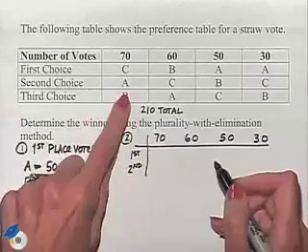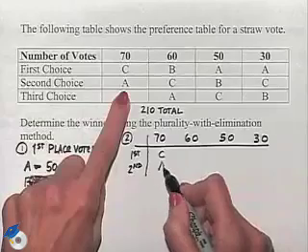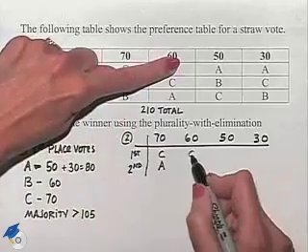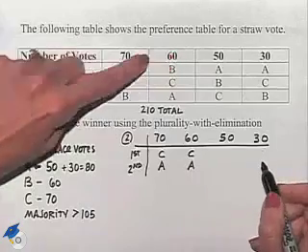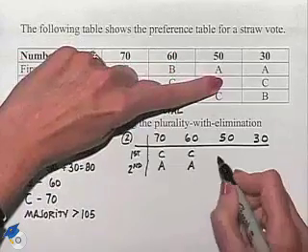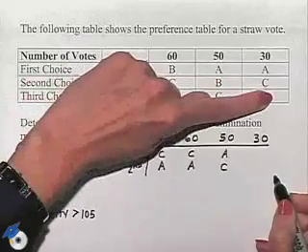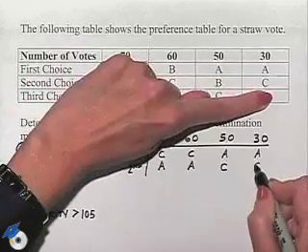That's going to give us now in the first column C, A. In the next column, eliminating B gives us C, A. Our third column, eliminating B, gives us A, C. And in our last column, eliminating B gives us A, C.